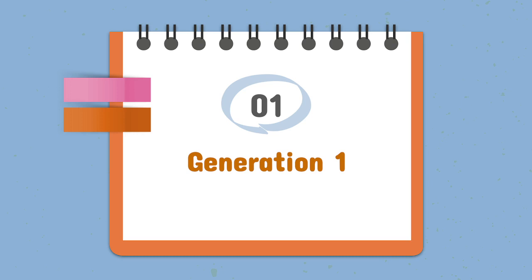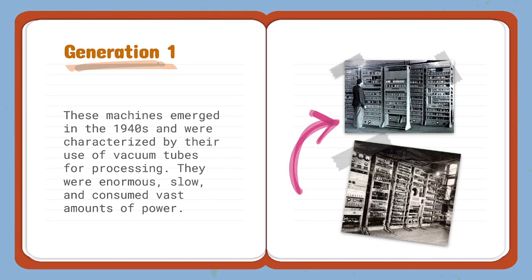The Generation 1. As we can see, it's a very big machine. This machine usually used vacuum tubes. It emerged in the 1940s and was characterized by its use of vacuum tubes for processing. They were enormous, like very enormous. You can see the person is really small in the picture, and the machine is like the size of, I don't know, a fridge, a refrigerator, something that big.